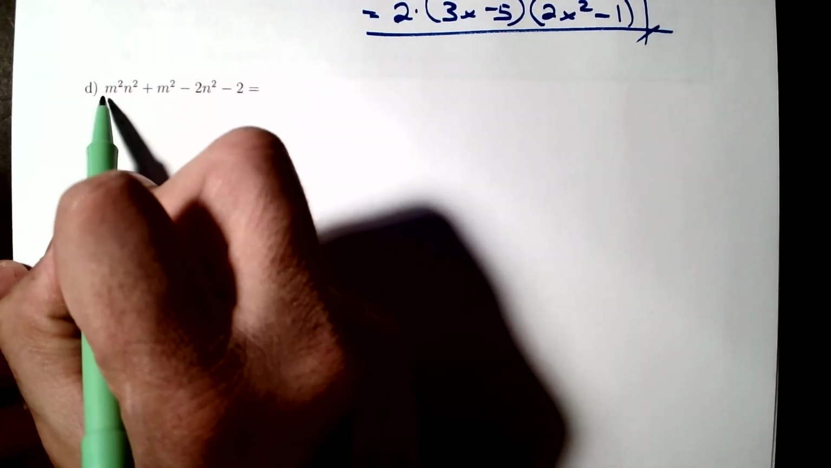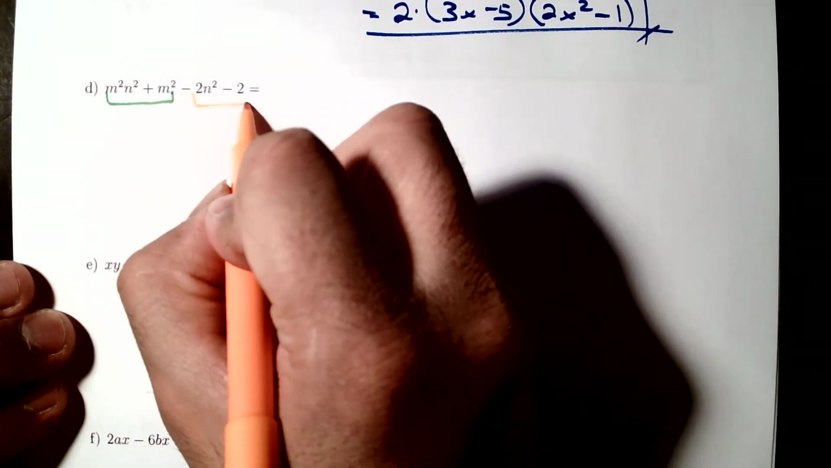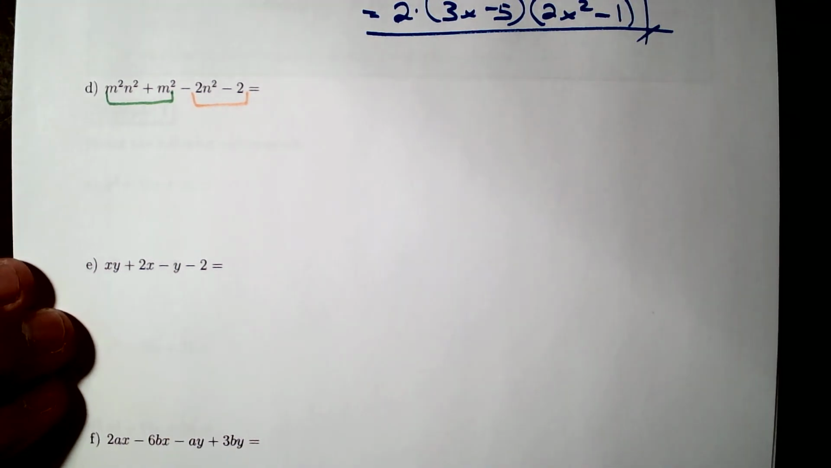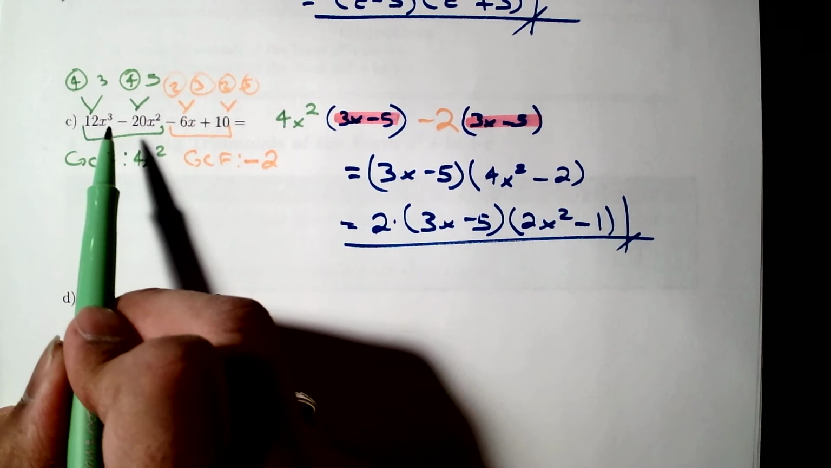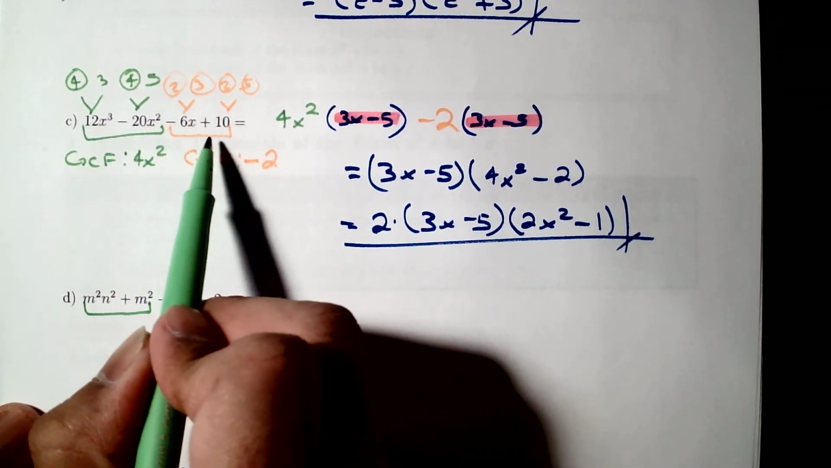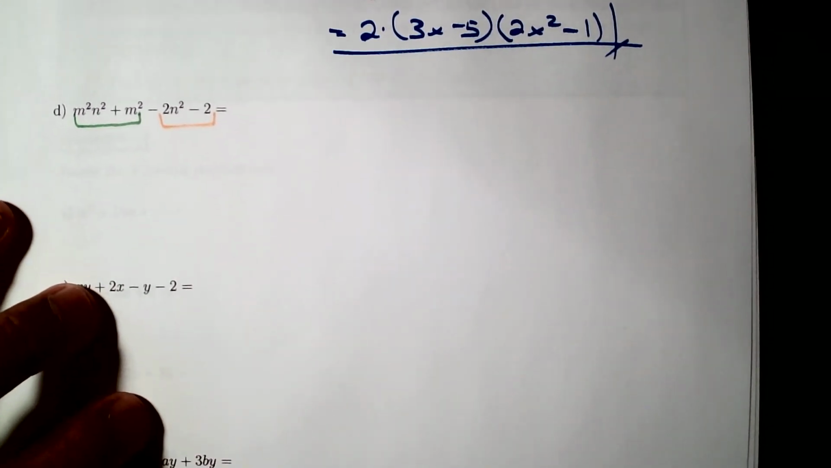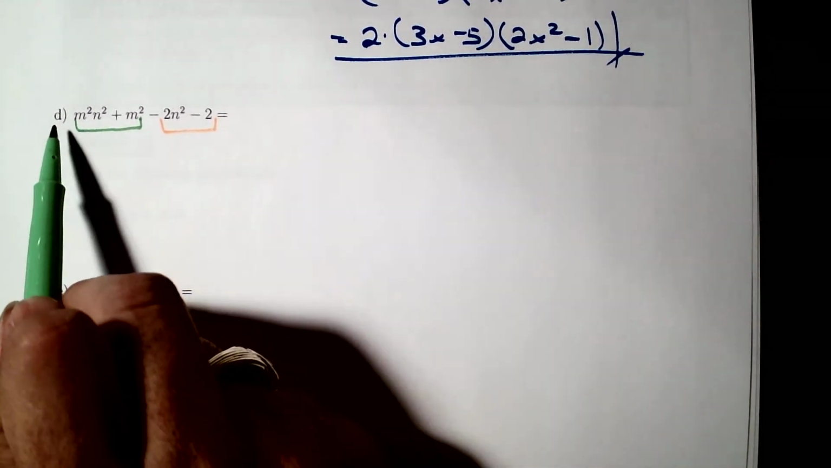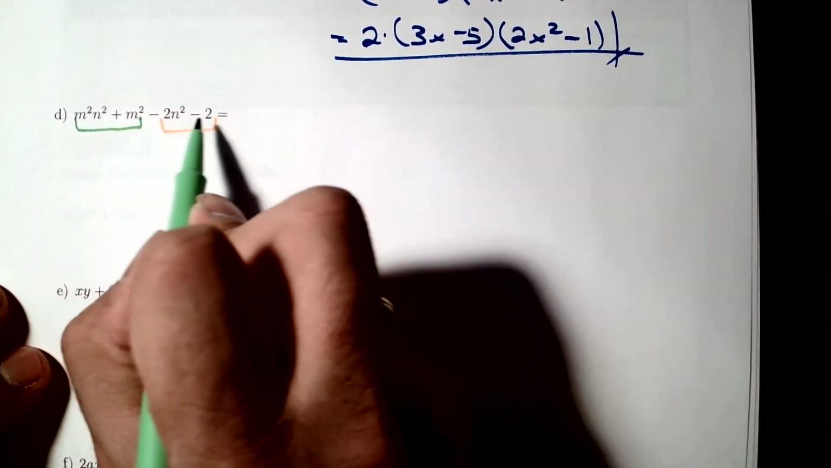Okay, so let's group the first two terms. And let's group the last two terms. Now, notice how the sign arrangement for letter C, I had positive, negative, negative, positive. So on the second group, I had to factor the negative sign. Now look at the pattern sign for example D. For example D, I have positive, positive, negative, negative.